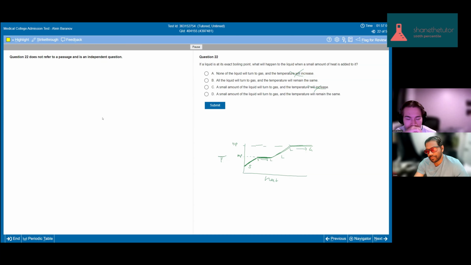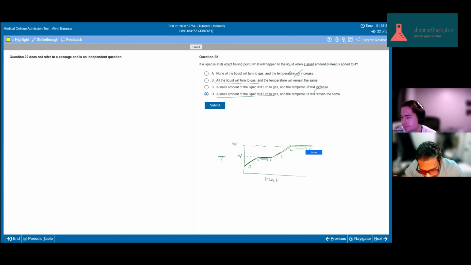So now we will have liquid turning into gas. Either all of it will turn to gas or a small amount of it will turn to gas. I would say small. Yep, because they're saying a small amount of heat.